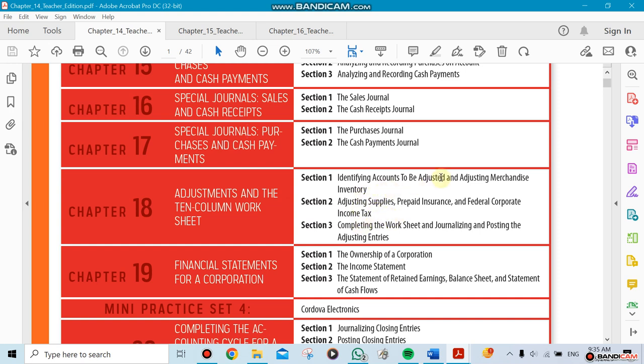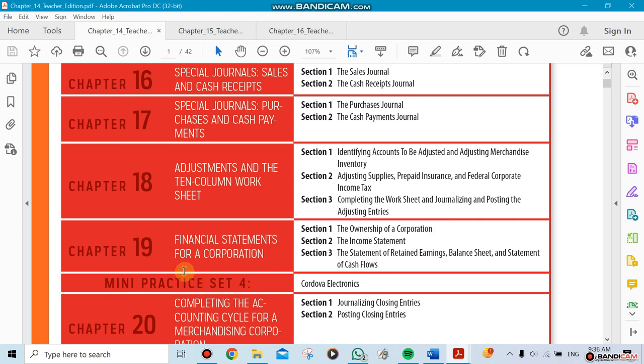First of all, in section one of that chapter, we need to identify the accounts that we're going to be adjusting. We need to know that supplies, prepaid insurance, and federal corporation income tax need to be adjusted. Then there's completing the worksheet and journalizing. Remember, journalizing and posting always go along with each other. After you journalize, you post. What do we mean by posting, if you remember? Posting is the idea of taking numbers to the ledger, when you do the ledgers.